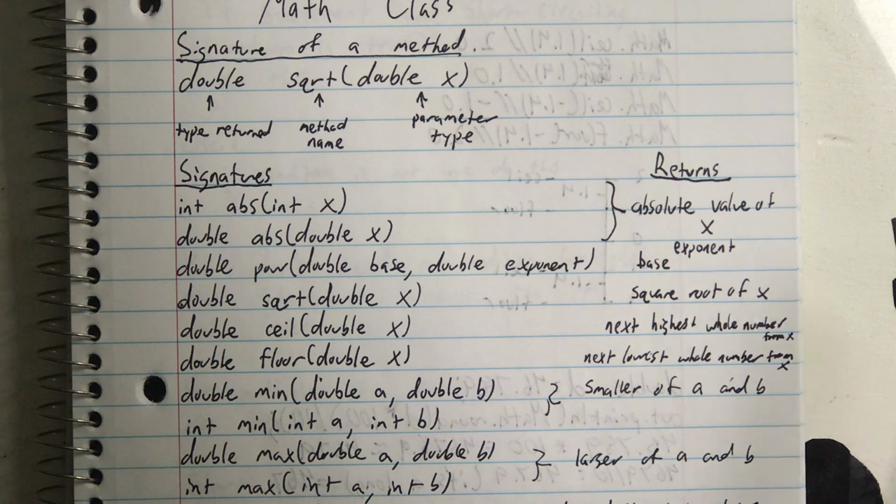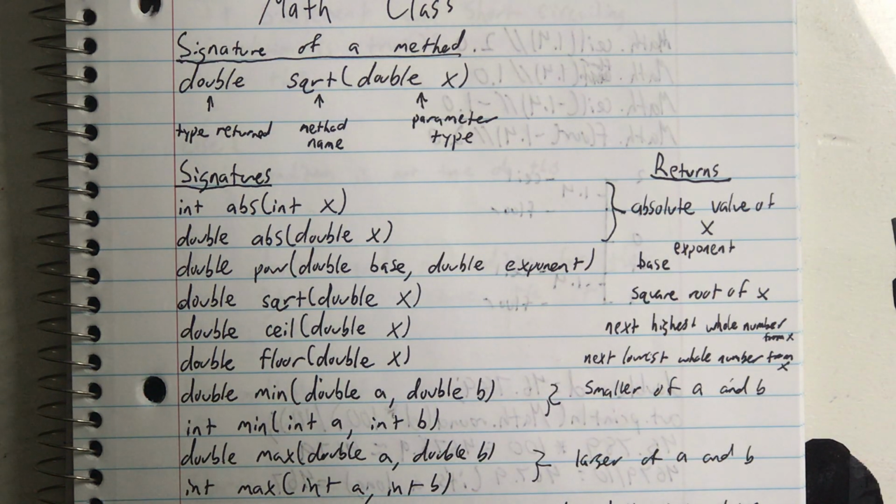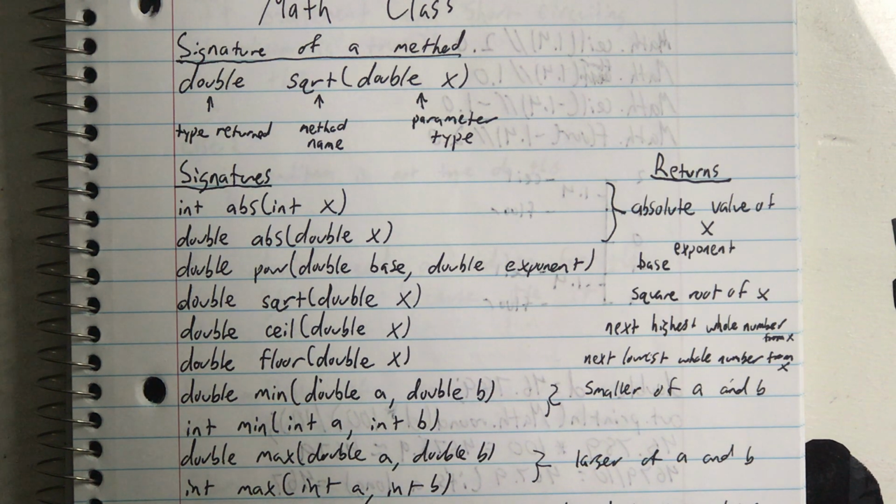Today we'll be talking about the math class. So in the math class, you're basically using methods. The methods could be like absolute value, power, square root. You can use sine, cosine, tangent, all this kind of stuff. But if you want to use a method from the math class, then you would have to know the signature of a method. And this goes for any method, even ones that you make.